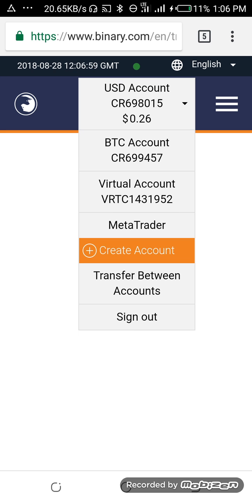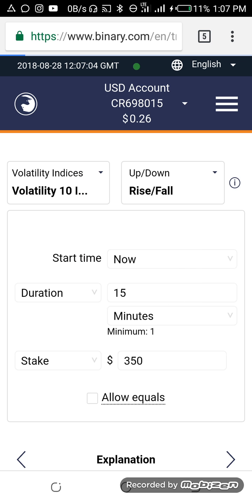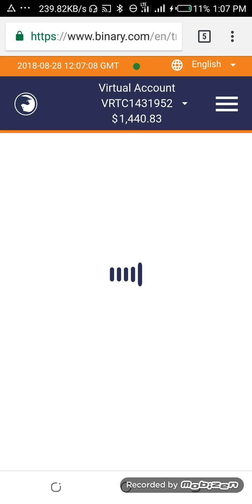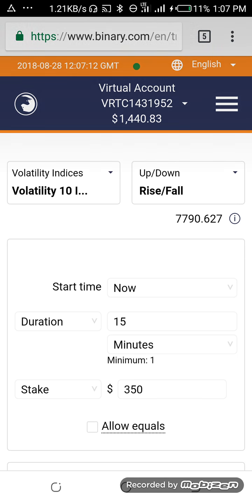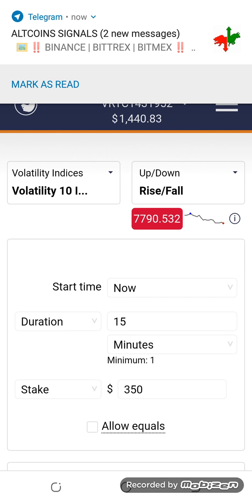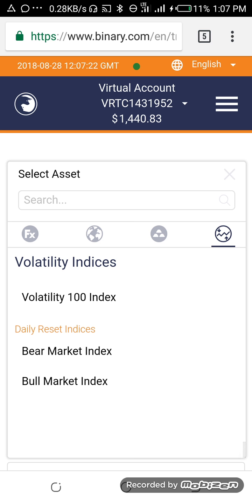Now, I'm going to be showing you two faces. It has virtual accounts whereby you can practice, and you get to do so many other things. Now I'm going to show you the interface so that you understand what it's all about. You can trade Bitcoin.